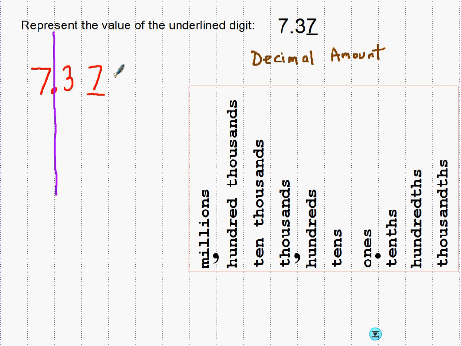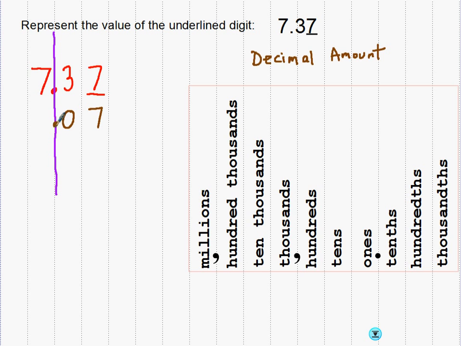To represent it as a decimal amount, I'll go to my underlined place. I can see that it's on the decimal side. I'll bring it down, just like that. And now I'm going to work toward the decimal like I did before. Okay, my decimal now is on my left. So I'll fill in my tenths place with a 0.